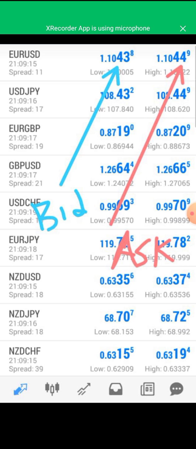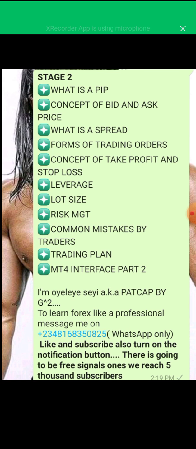That is the bid price, because I'm using this example of EUR/USD at 1.1043. That is the bid price, and 1.1044, that is the ask price. So that is the price that buyers are willing to buy, and that is the price that sellers are willing to sell. The ask price is the price that sellers are willing to sell. Are you getting what I'm saying? So that is just the concept about the bid price and the ask price, though I'm going to tell you the advantage later on when you get to my academy.